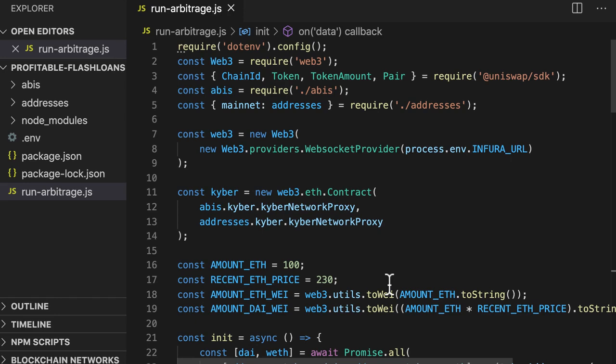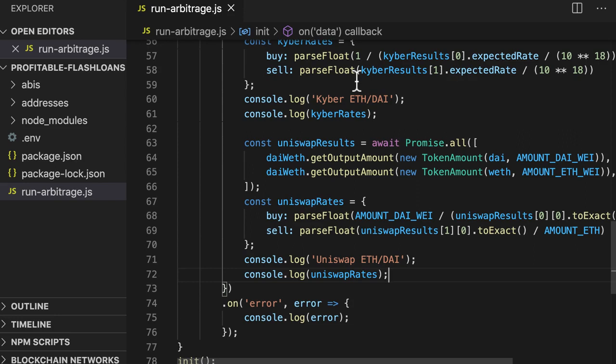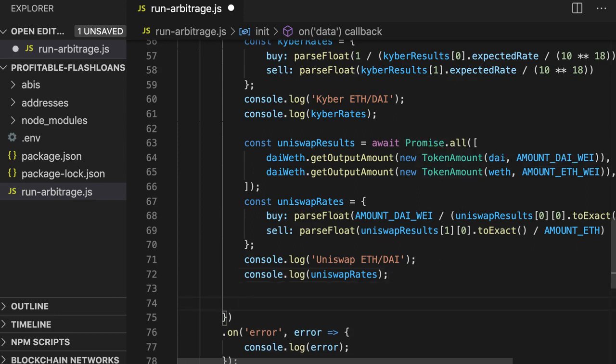The transaction cost is something that we have to pay to the Ethereum network in order to send our transaction. So if either of these profit is positive, that means that we have an arbitrage opportunity and we can trigger our flash loan. So first we need to calculate the transaction cost. So let's scroll down after we get the price from Uniswap and Kyber.